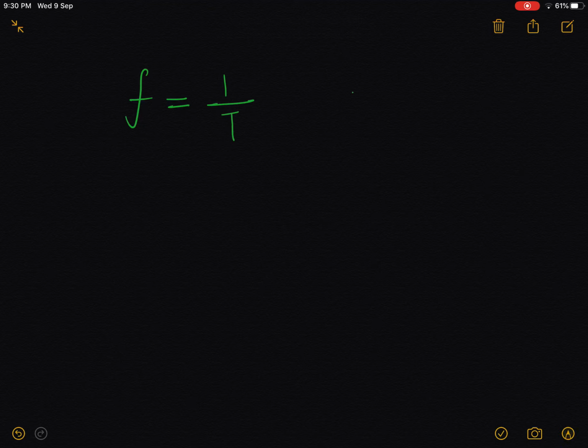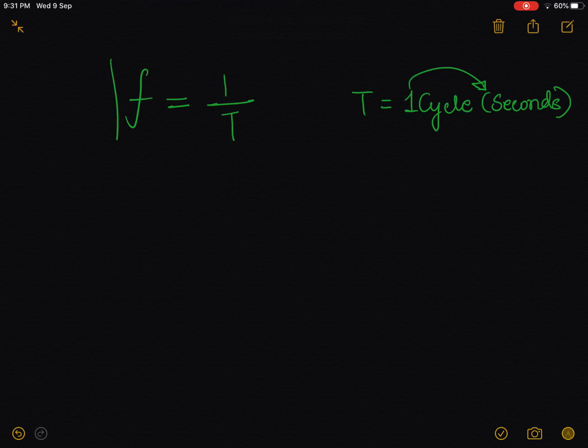What is time period? Time taken by an alternating current to complete one cycle. How much time it takes, in seconds, to complete one cycle, that is time period. So within 1 second, how many cycles are completed, that is your frequency. 1 upon time period is your answer. So you can note these formulas down.